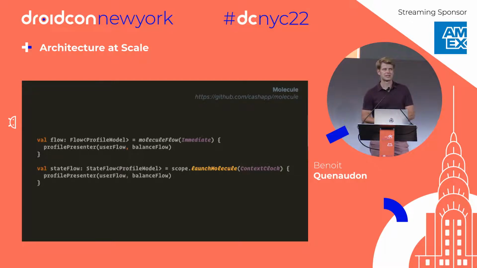So let's say I have an old Rx-based presenter which wants to use a composable presenter or whatever tool that we have somewhere else. I can use Molecule to make a flow from this composable, then use the regular as-observable helper, and then use it in my observable transformer. Molecule flow is good for this. Launch Molecule would be more for when you want to directly bind the model emitted by this presenter to the view.